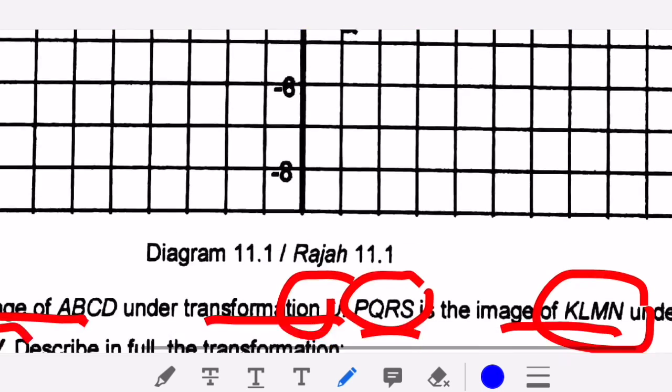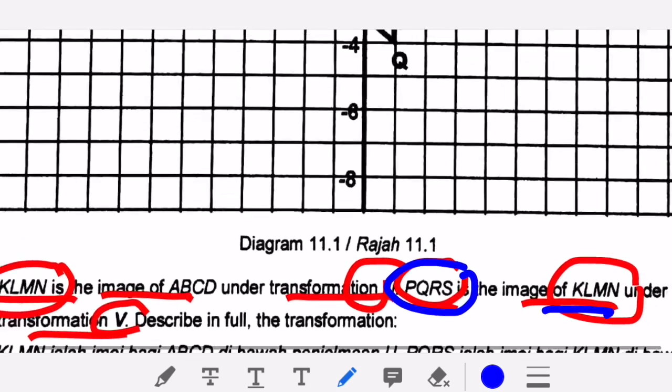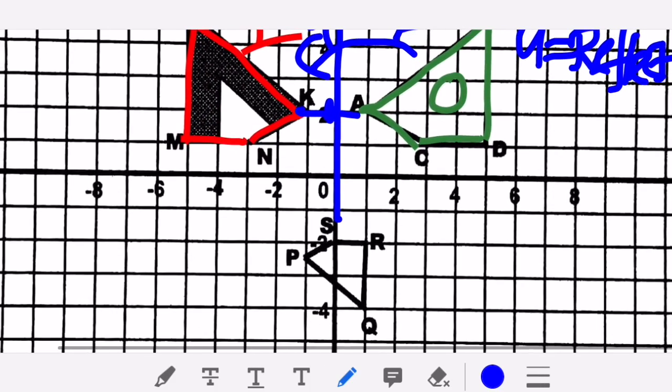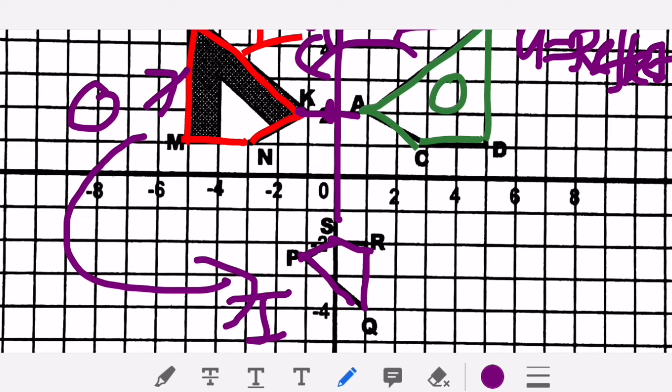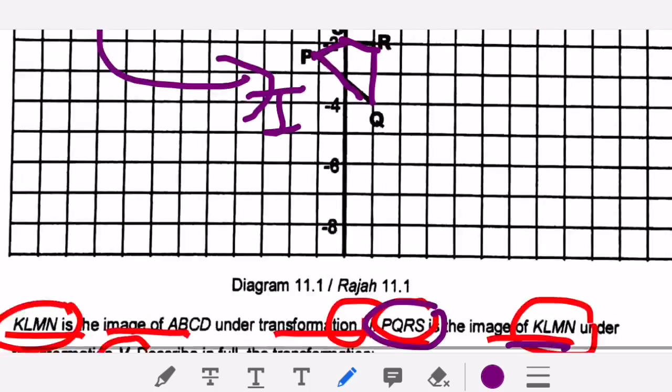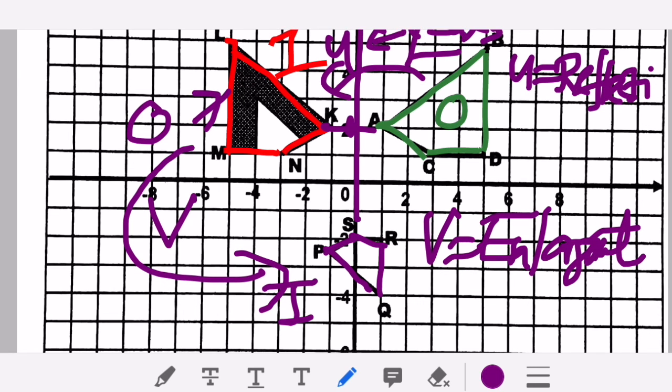Then they say PQRS is the image of KLMN. This PQRS I use a purple color. Now KLMN becomes the object and PQRS becomes the image. So it seems like it goes from big to small, under transformation V. So it's an enlargement, and we notice that the size actually becomes smaller.